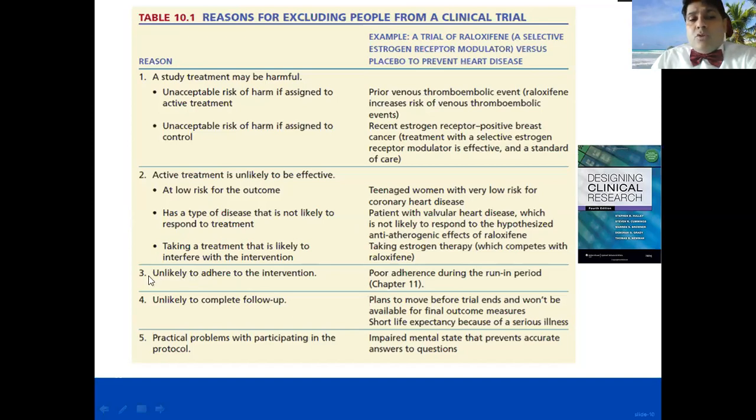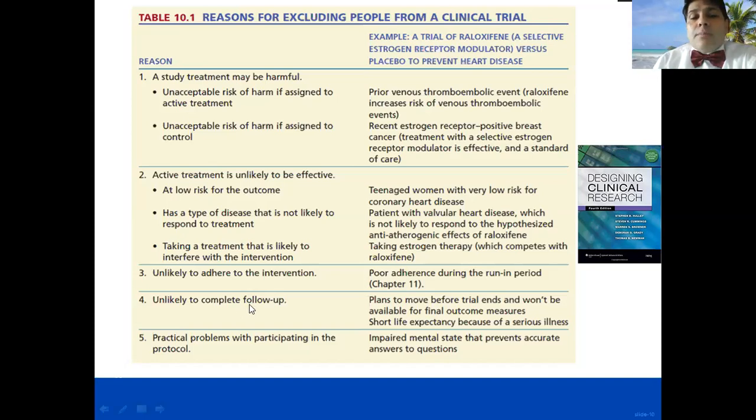You also want to exclude the groups who are not likely to adhere to the intervention. So poor adherence during the run-in period, which we discuss in the next chapter. You want to identify them and exclude them upfront to save cost and energy. You know that it costs a lot of money in planning to design these trials, and each patient enrollment could be very expensive. Sometimes many of these trials pay you per patient enrolled. So you want to save resources to make sure that you're enrolling patients who are highly motivated and likely to stay compliant with the study design.